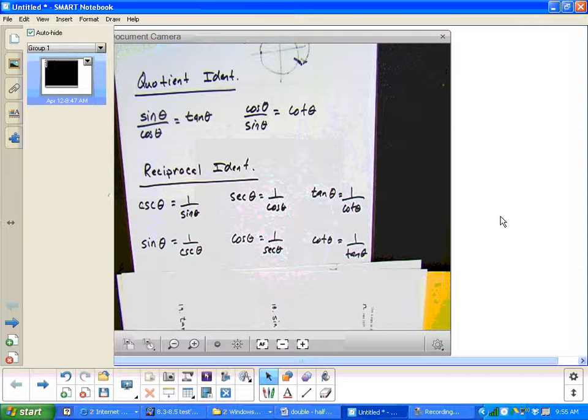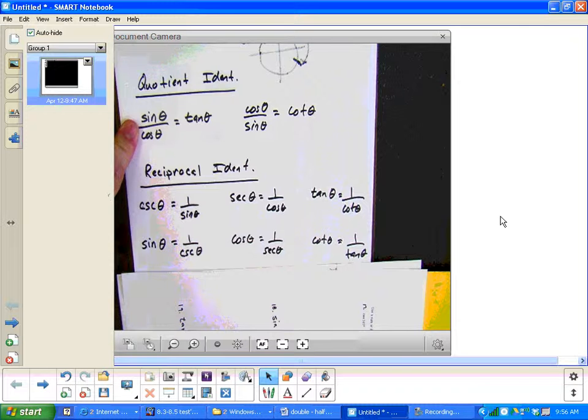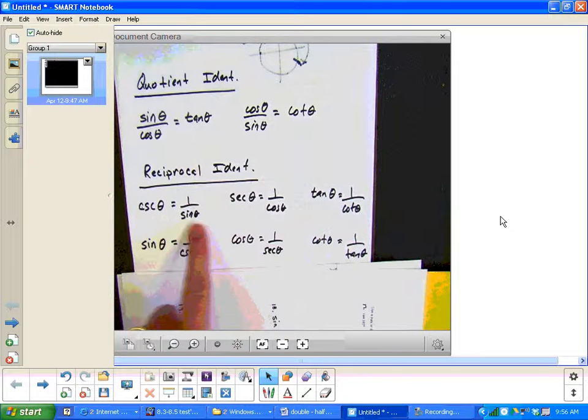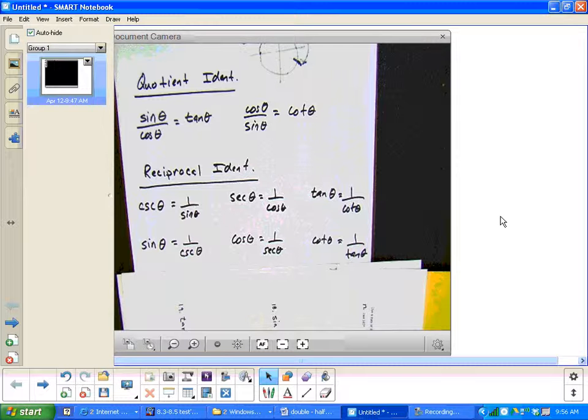And really, what's going to be really important with these probably are those first two, because that's what we're going to use. Eventually, we're going to get to a strategy, and the strategy says that we're going to write everything in terms of sine and cosine. So if I have tangent, I can write it like that. I can write it in terms of sine and cosine. Same thing with cotangent. But if I have cosecant and secant, I can write them like that. And so everything can be written in terms of sine and cosine. That's why I need to know all that.